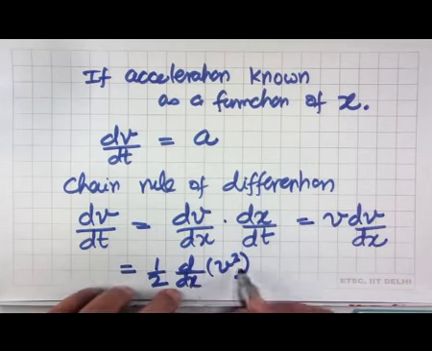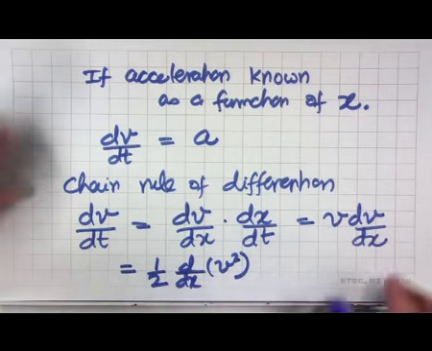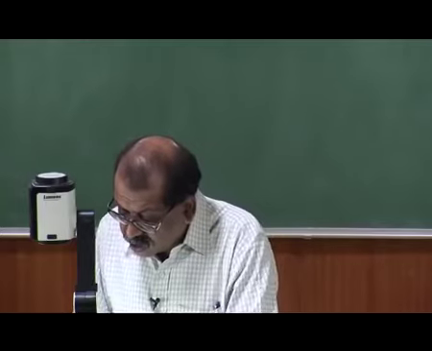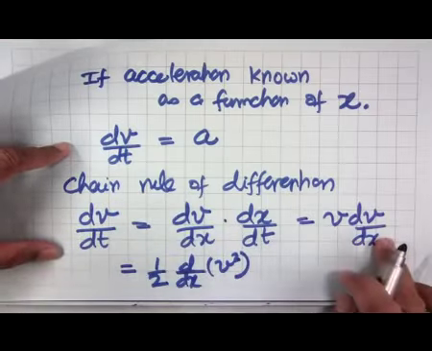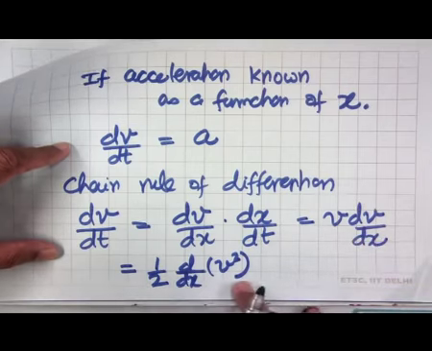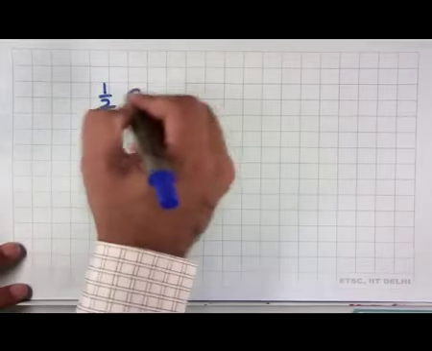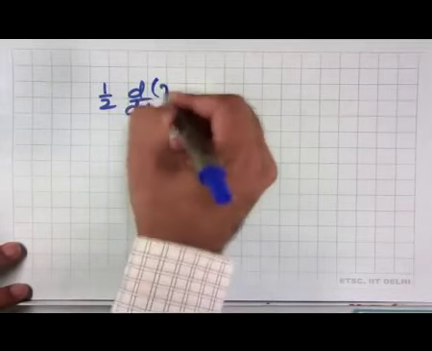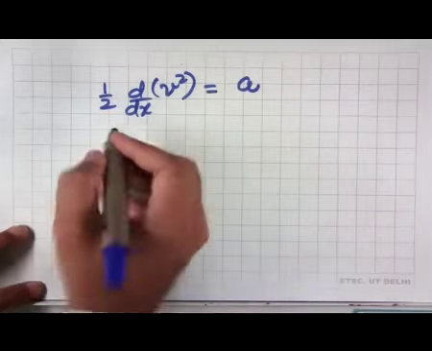What is the d by dx of v square? That is 2v times dv by dx. The 2 and the half cancel and we get v times dv by dx. So, because acceleration is known as a function of x, we write dv by dt as v dv by dx, or half of d by dx of v square. So, what we get is half d by dx of v square is equal to a, and we take a on the other side.